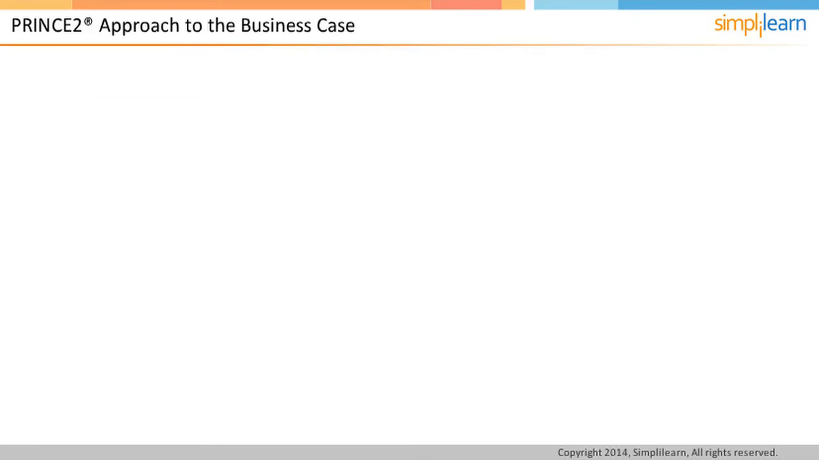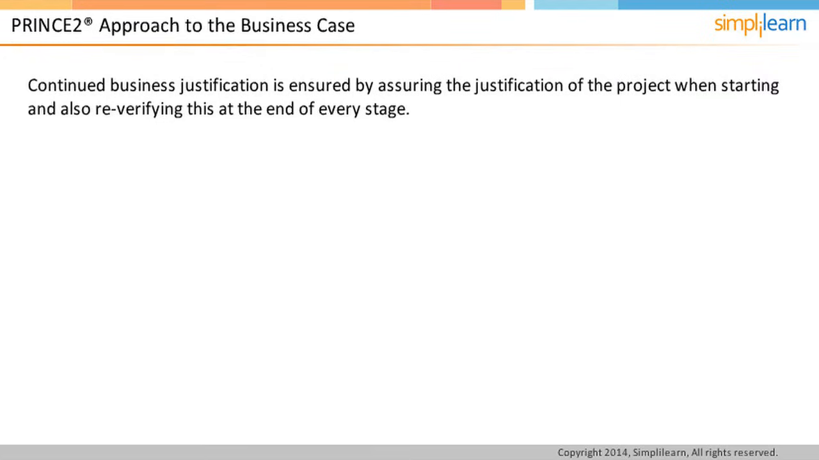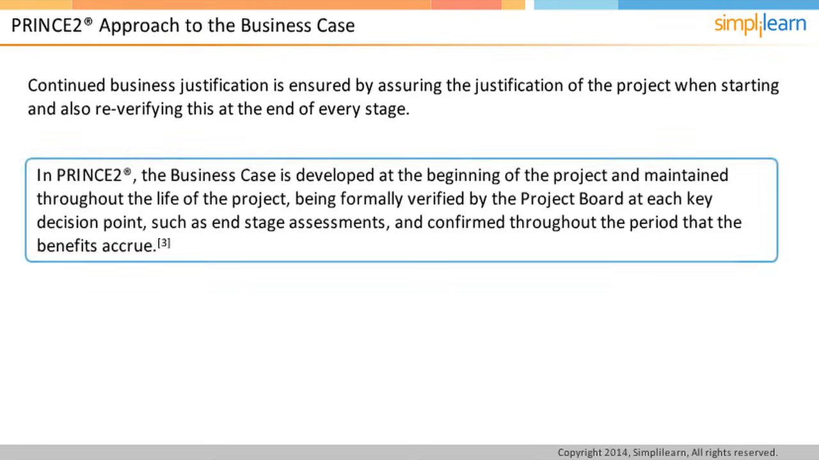Continued business justification is ensured by assuring the justification of the project when starting and also re-verifying this at the end of every stage. PRINCE2 advocates the project be managed in stages. In PRINCE2, the business case is developed at the beginning of the project and maintained throughout the life of the project, being formally verified by the project board and confirmed throughout the period that the benefits accrue. We will discuss some of the key terms of this definition in the next screen.